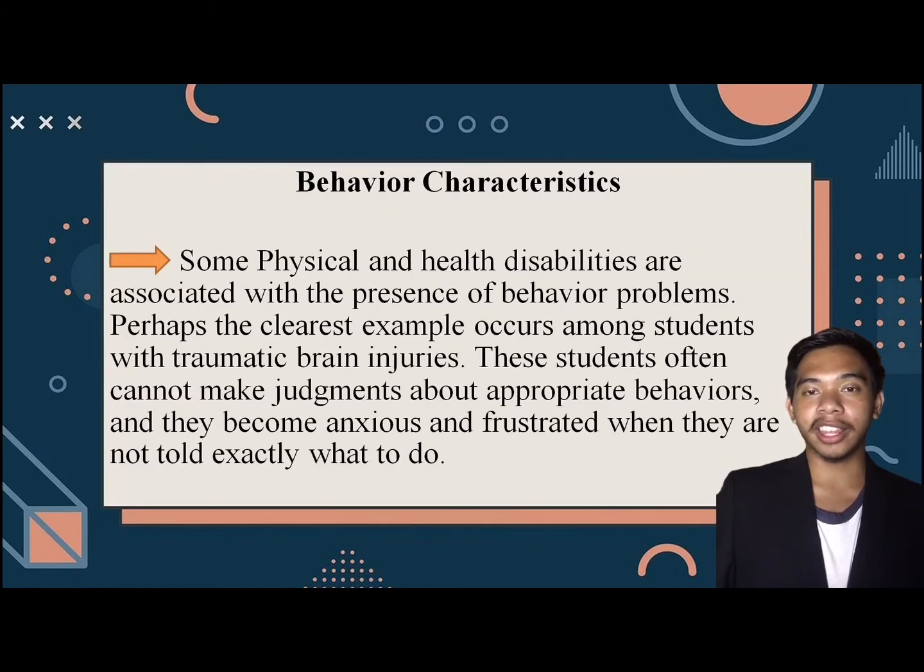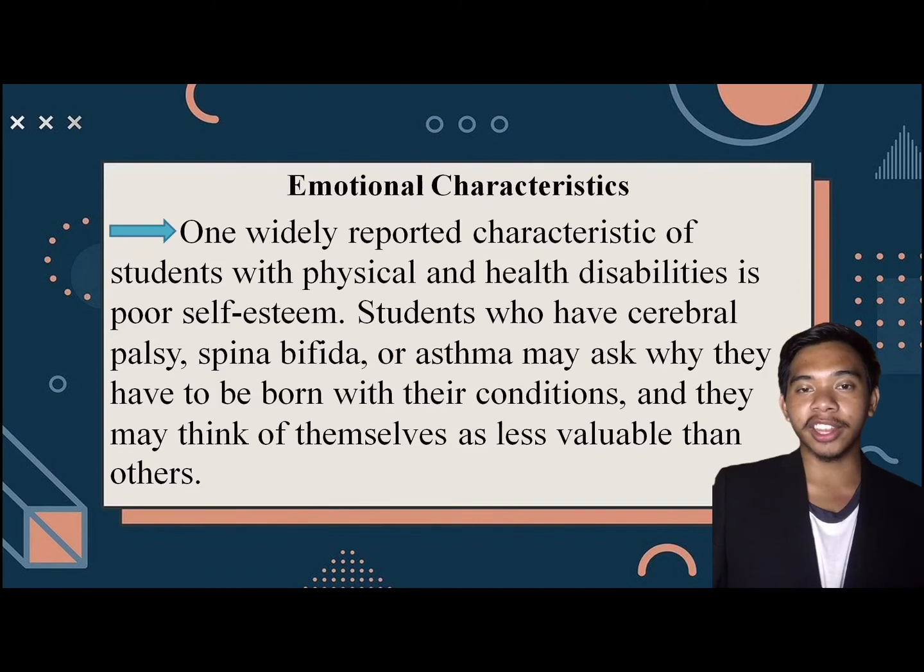Behavior characteristics. Some physical and health disabilities are associated with the presence of behavior problems. Perhaps the clearest example occurs among students with traumatic brain injuries. These students often cannot make judgments about appropriate behaviors, and they become anxious and frustrated when they are not told exactly what to do. Emotional characteristics.